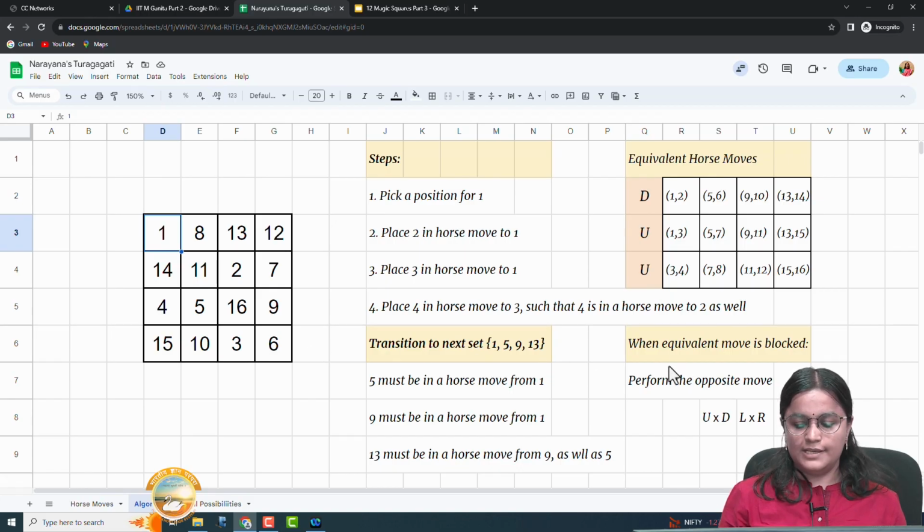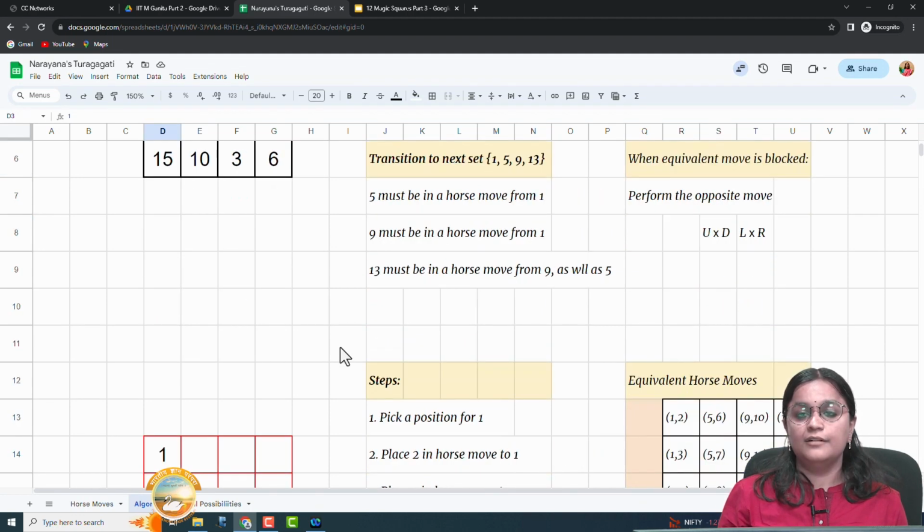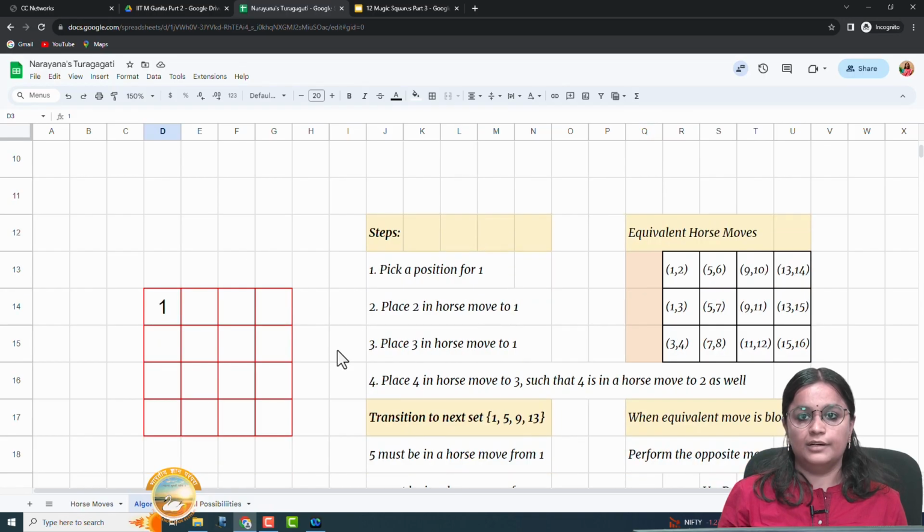Now, as you can see, every time we followed a step and did an operation here, we were able to easily fit the numbers inside our magic square. However, sometimes our move may get blocked, in which case we may have to move in the opposite direction. Let us see one more example where we will illustrate this particular idea.